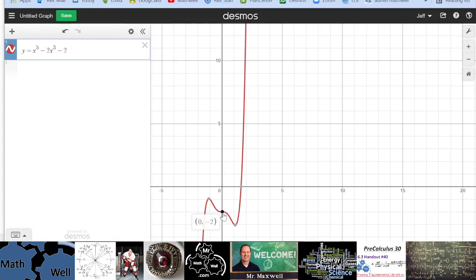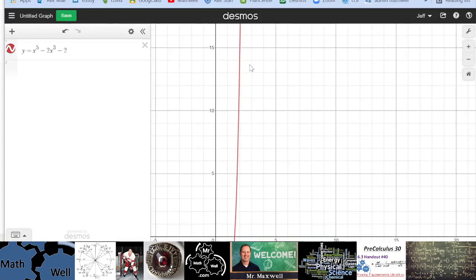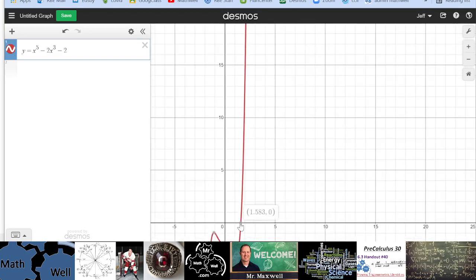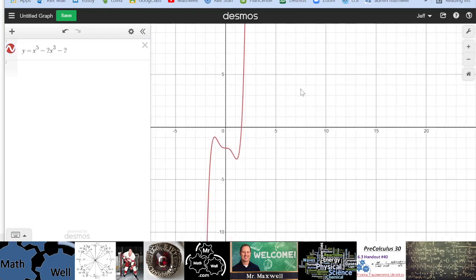Well, here's 0, -2, and then 2, +14 is way up here. So 2, 14, right there. Well, the root is the intercept. Yeah, the root is the intercept. Okay.